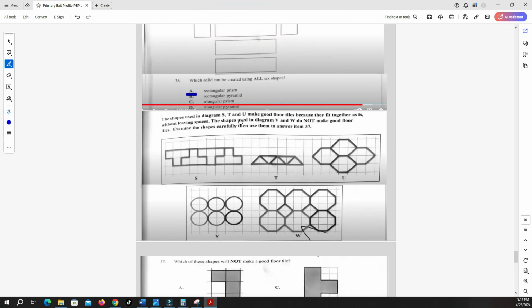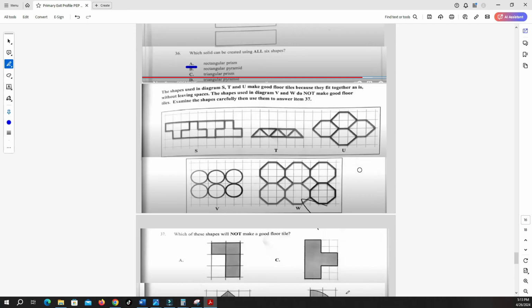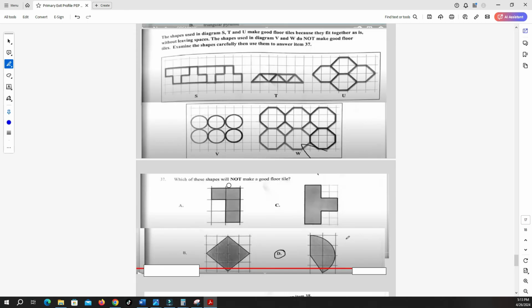Alright, so the shapes used in diagrams S, T, and U make good floor tiles because they fit together as is, without leaving spaces. The shapes used in diagrams V and W do not make good floor tiles, V and W, because they're leaving space. Alright, examine the shapes carefully, then use them to answer item 37. Which of these shapes will not make a good floor tile?